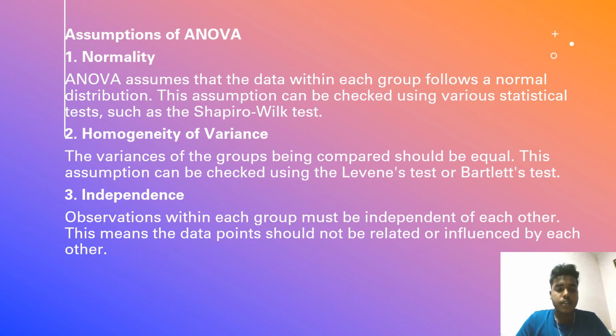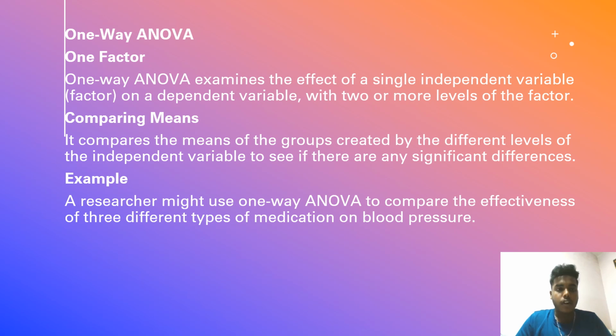Independence. Observations within each group must be independent of each other. This means the data points should not be related or influenced by each other. One-way ANOVA. One factor. One-way ANOVA examines the effect of a single independent variable on a dependent variable with two or more levels of the factor. Comparing means. It compares the means of the groups created by the different levels of the independent variable to see if there are any significant differences.